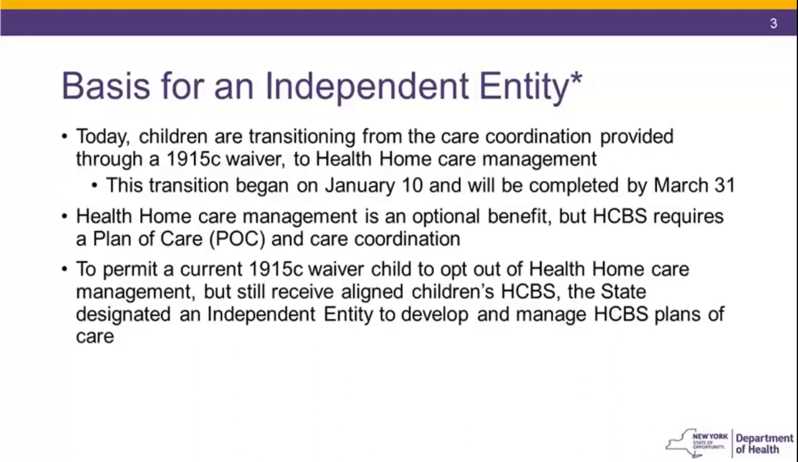The basis of the independent entity. Today, children are transitioning from the care coordination provided through a 1915(c) waiver to health home care management. This transition began on January 10th and must be completed by March 31st. Health home care management is an optional benefit, but HCBS requires a plan of care and care coordination. So in order to permit those current 1915(c) waiver children to opt out of health home care management but still receive aligned Children's HCBS, the state has designated an independent entity to develop and manage HCBS plans of care.